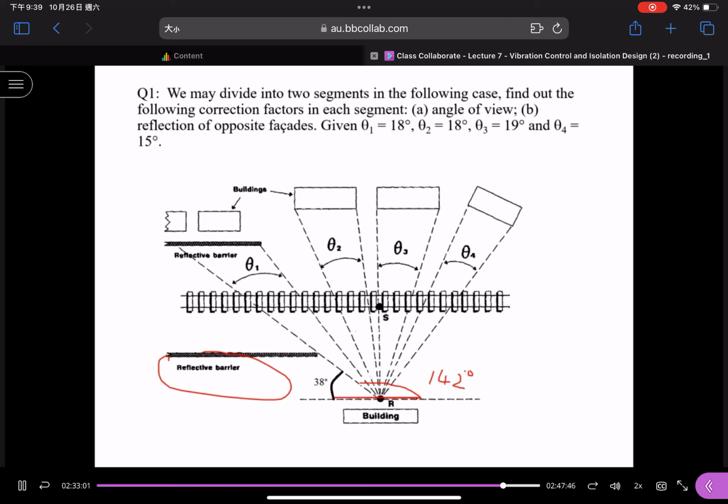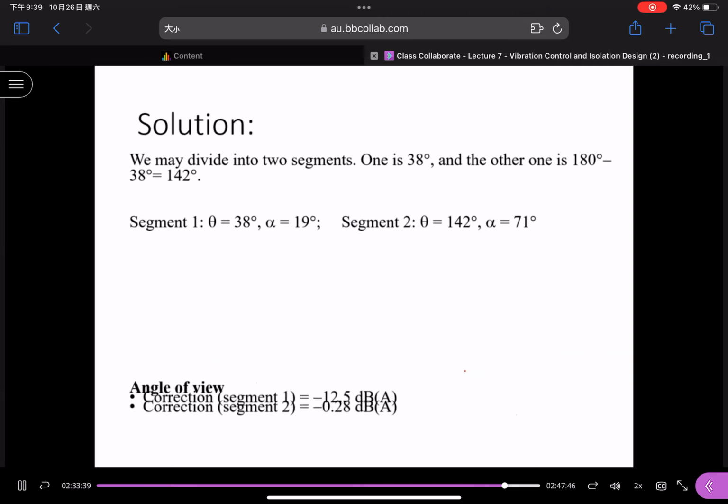Okay, the noise effect is generated along this rail track because with the presence of this refractive barrier, all the reflection effects could be blocked by this refractive barrier at segment 1 only. For segment 2, 142 degrees, the opposite facade, because this is a refractive barrier, it may contribute reflections to the reception points. So we need to consider theta 1. All of these 3 buildings are hard surfaces. Okay, so that's why we need to cater for all these 4 angles.